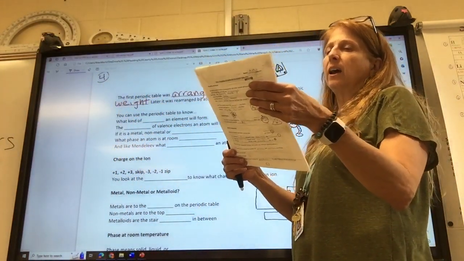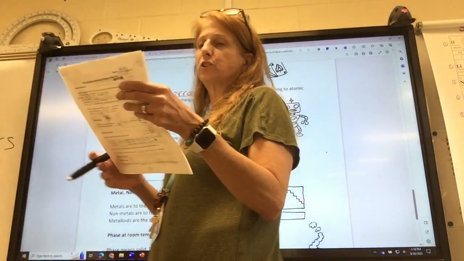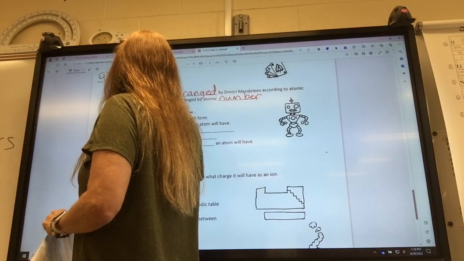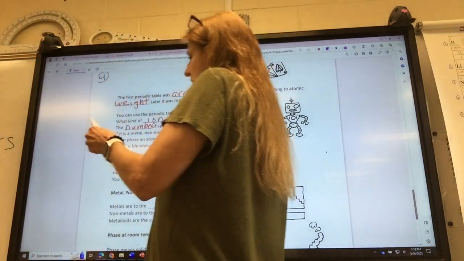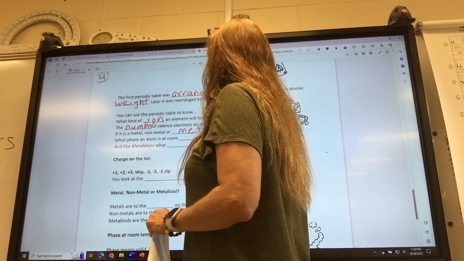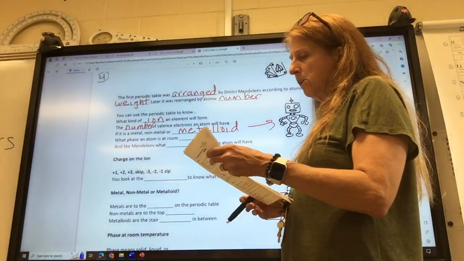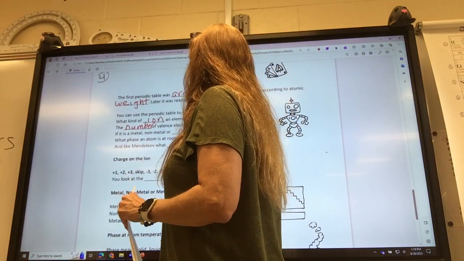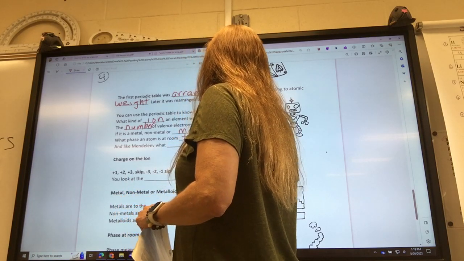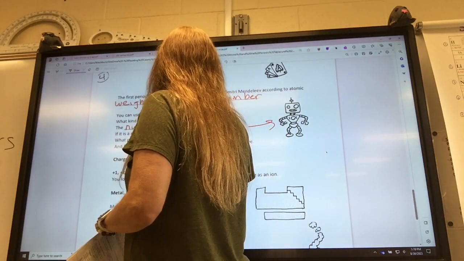You can use the periodic table to know what kind of ion an element will form. You can use the periodic table to find the number of valence electrons. You can tell on the periodic table whether it's a metal, non-metal, or metalloid, which is sort of like a half metal. So there's our little metalloid robot. You can know what phase it is at room temperature. So all kinds of information. And like Mendeleev, you can know what properties an element will have.